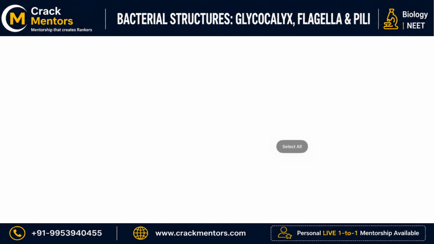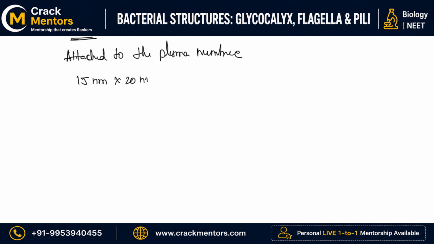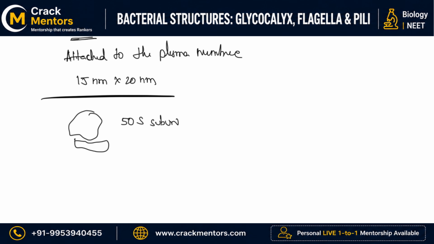Coming to the ribosomes. Ribosomes are the only organelles present in the prokaryotic cells as they are not membrane bound. They are majorly attached to the plasma membrane. Their size varies from 15 nanometers to 20 nanometers. They are made of two subunits, a 50S subunit and a 30S subunit. Both of these subunits together form a 70S ribosome.